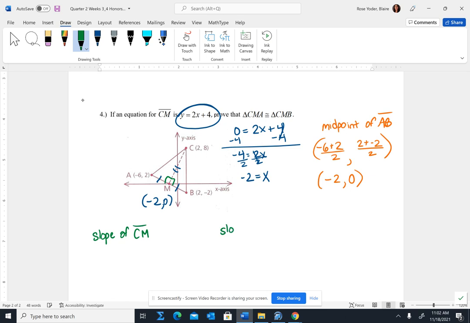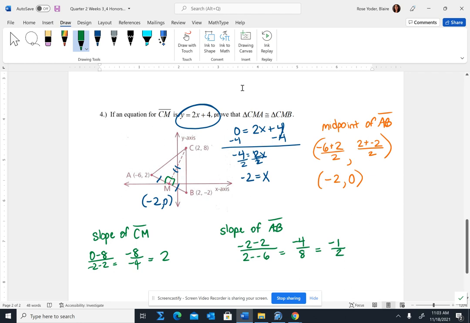So slope of CM, slope of AB. All right, the slope of CM is 0 minus 8 over -2 minus 2. -8 over -4, which is +2. What I'm hoping is the slope of AB is the opposite reciprocal of that, which is -1/2. So let's check and see. It does look like it's a negative slope, judging from the picture. So the slope of AB, I'm going to go -2 minus 2 over 2 minus negative 6, which is negative 4 over positive 8, which is negative 1/2.